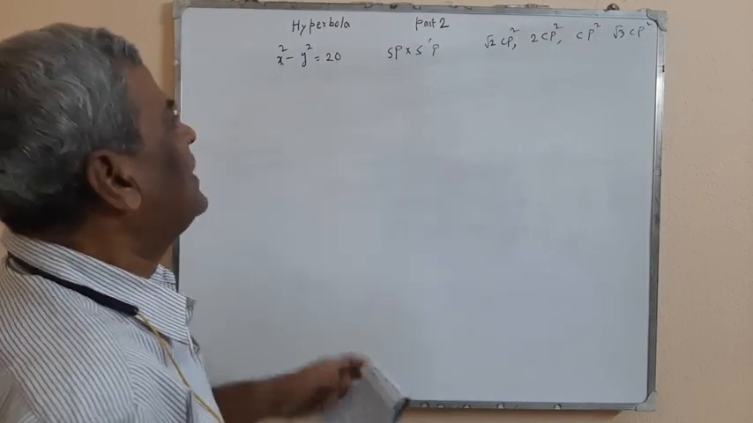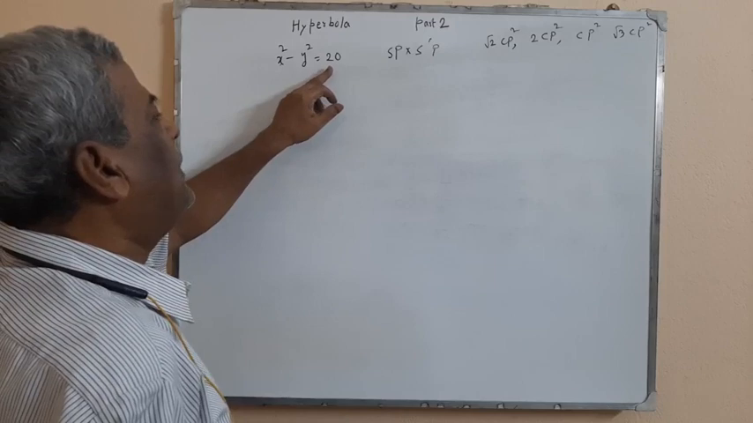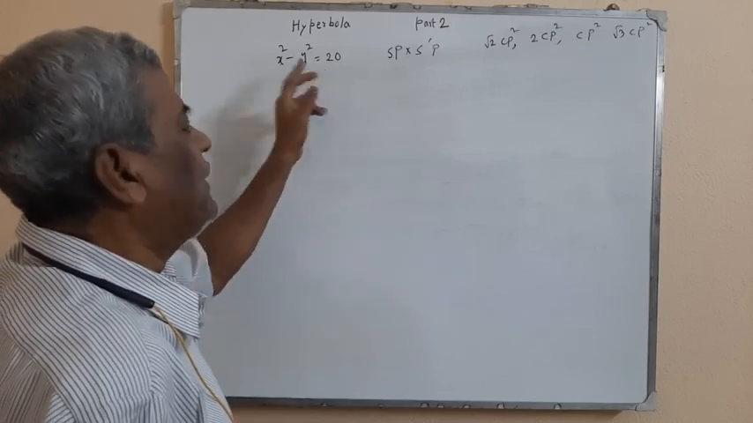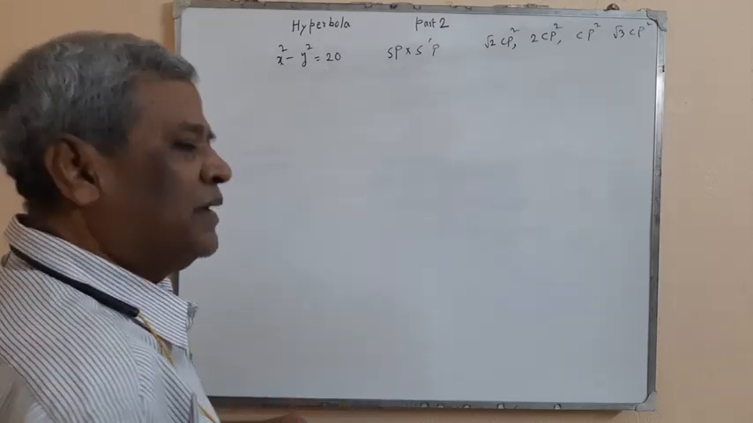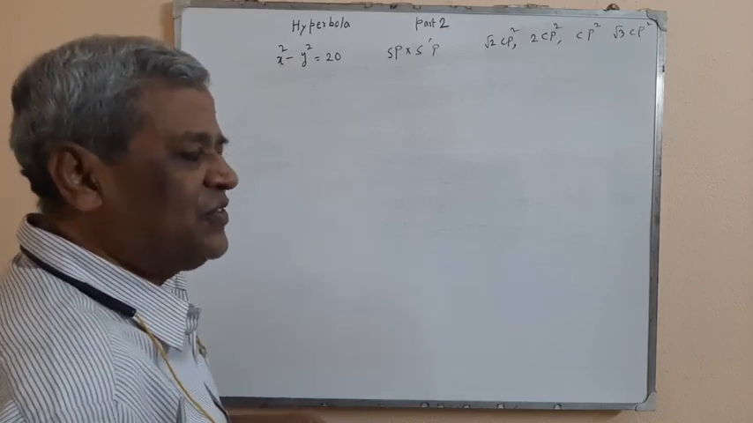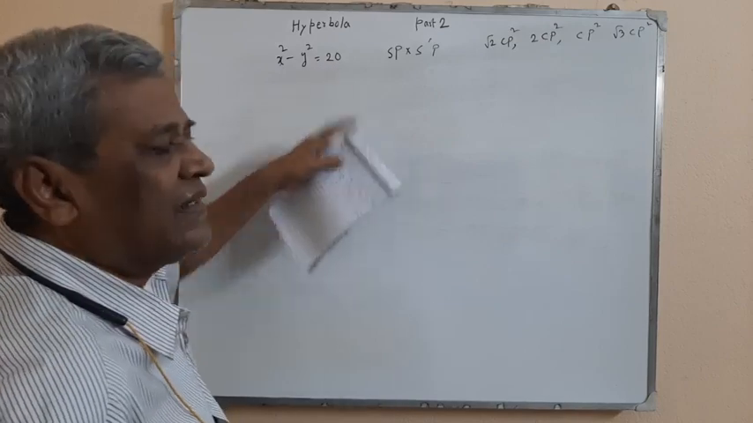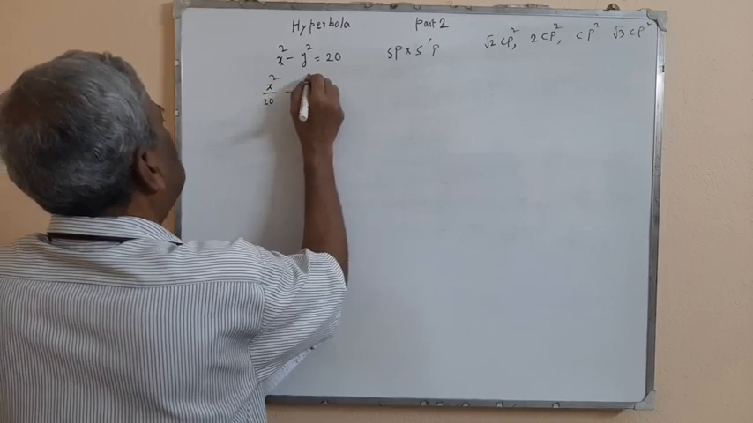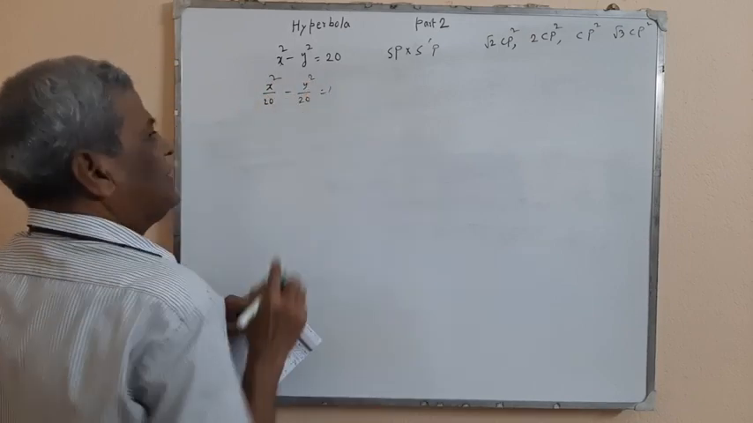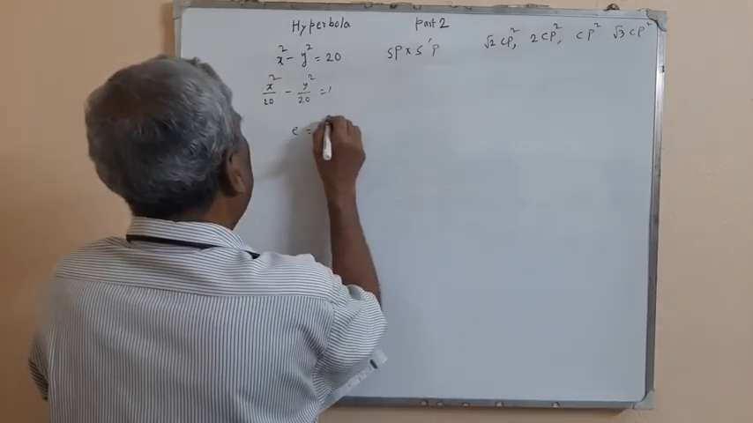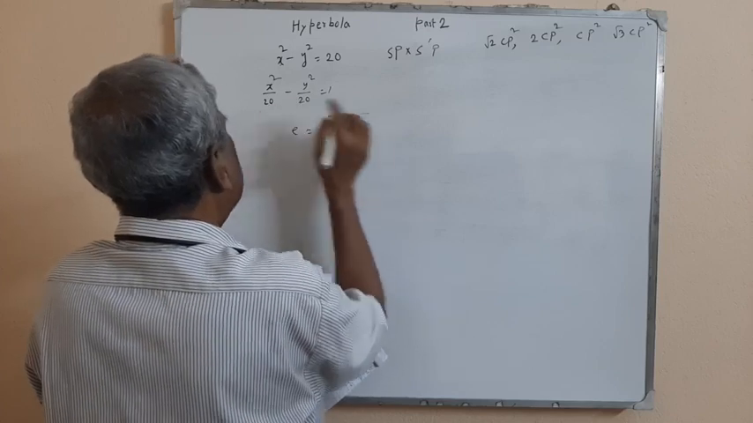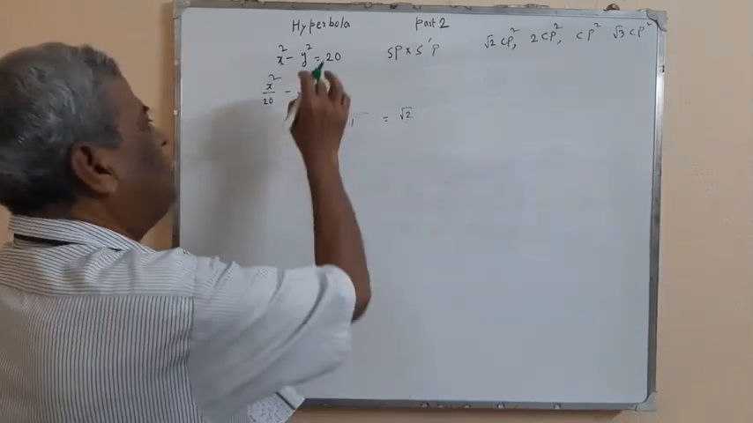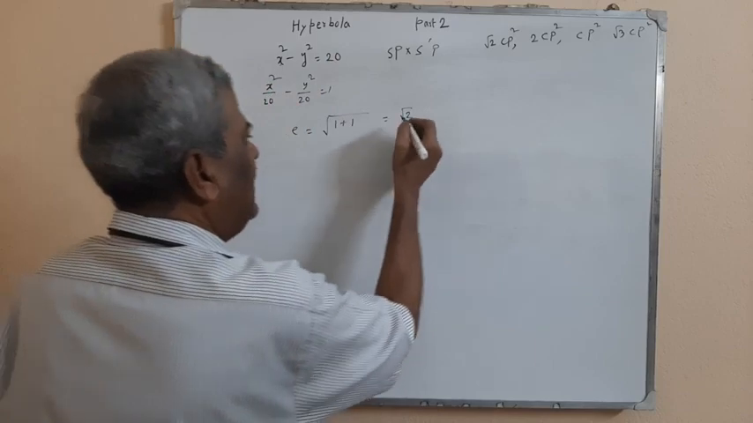This is a hyperbola. You see, a square and b square are both 20, therefore a and b are both root 20. So it is a rectangular hyperbola. And for a rectangular hyperbola, its eccentricity is always root 2, whatever be the value of a. Because the equation is x square by 20 minus y square by 20 is equal to 1. So eccentricity e is equal to root over 1 plus b square by a square, 20 by 20 is 1, so that is root 2. Without any calculation, for a rectangular hyperbola, the eccentricity is that.